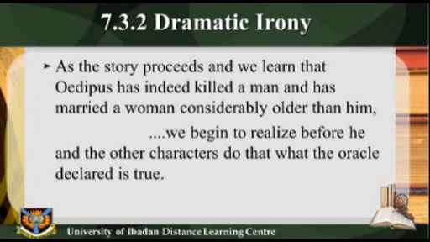As the story proceeds, and we learn that Oedipus has indeed killed a man and has married a woman considerably older than him, we begin to realize, before he and the other characters do, that what the oracle declared is true. The power of the play comes from our growing horror as we watch Oedipus and his mother grasp what we already know, and our awareness that we can do nothing to change the outcome.